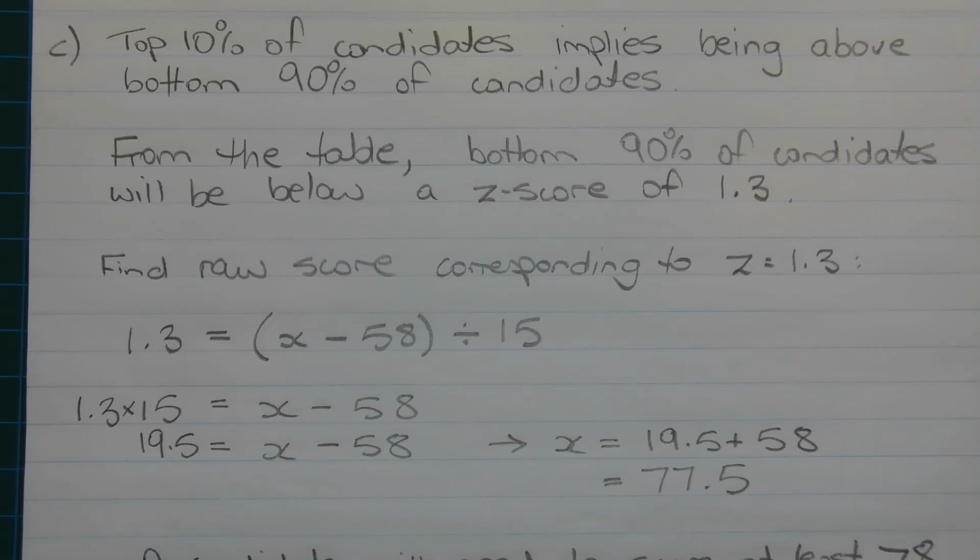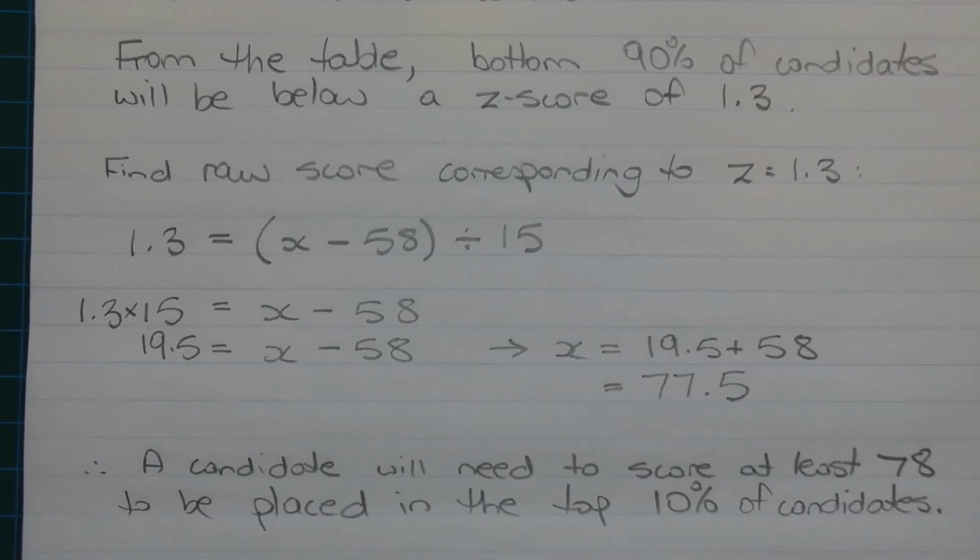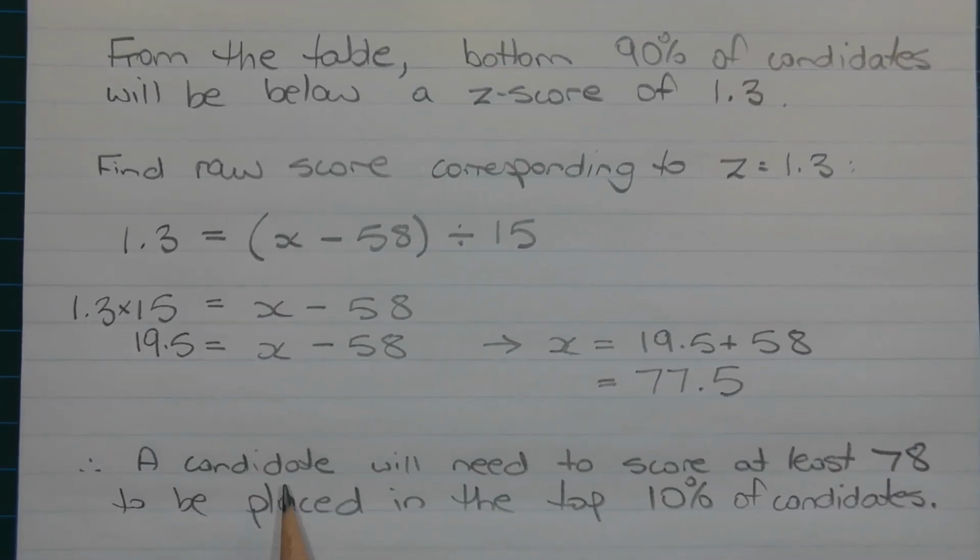If we round that up, we get 78. Therefore, a candidate will need to score at least 78 to be placed in the top 10% of candidates.